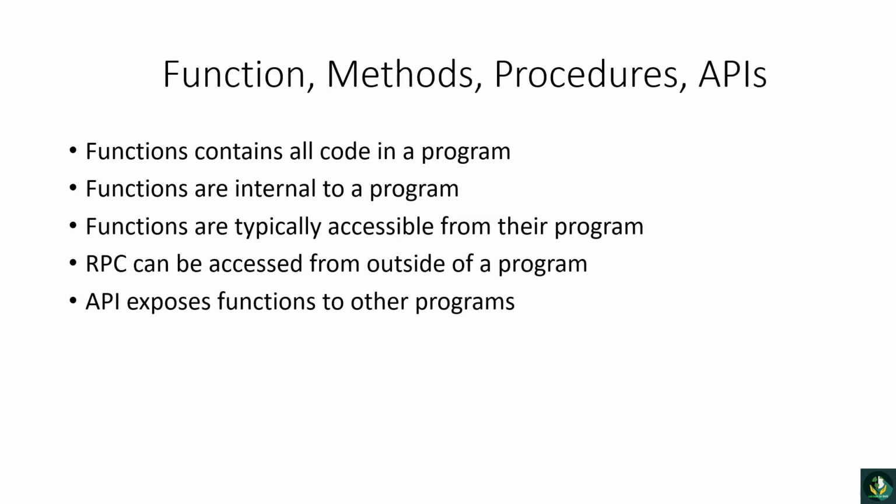So: function, method, procedure, APIs. A function contains all the code in a program. Functions are basically the internal core of the program, which is why functions are typically accessible only from the code of the program, while an RPC can be accessed from outside of a program, and an API exposes a program to other programs.